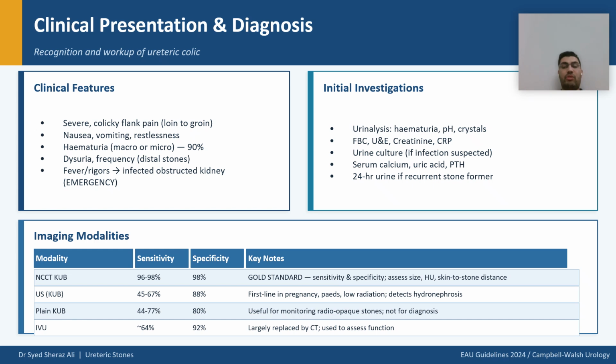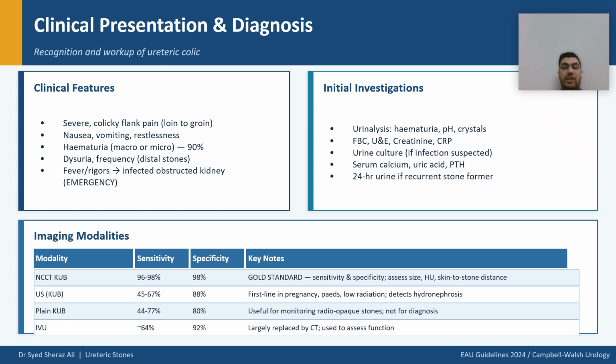Associated symptoms include nausea, vomiting, and hematuria, which is present in about 90% of cases. For distal stones, lower urinary symptoms such as dysuria and frequency may occur. Critically, fever and rigors in the presence of ureteric stones should be treated as a urological emergency. This pattern suggests an infected obstructed kidney, which is pyonephrosis, and it requires immediate decompression.